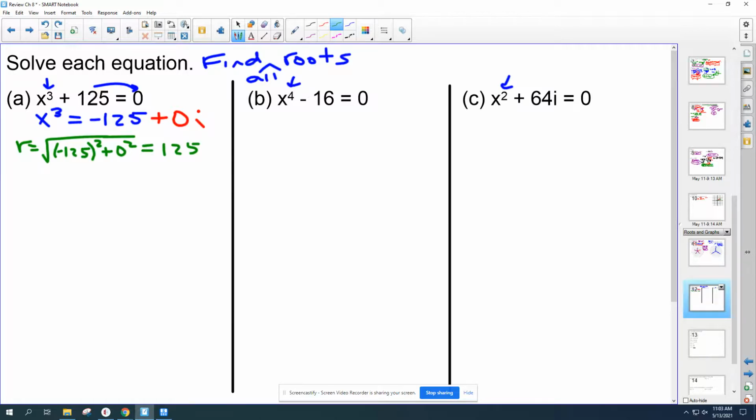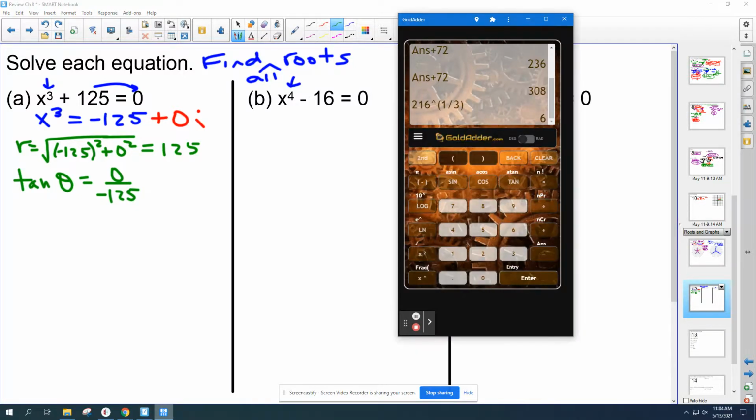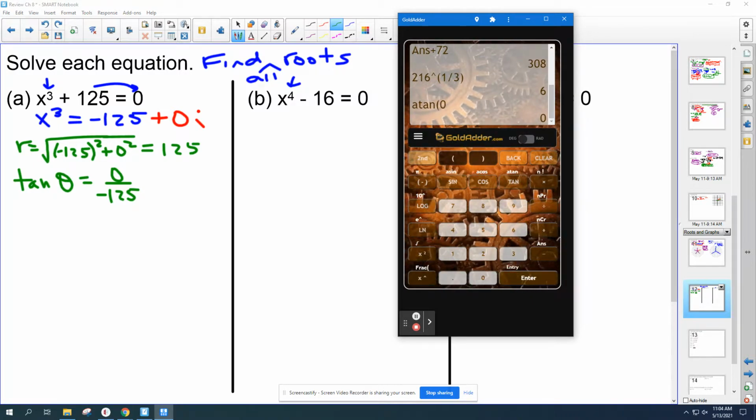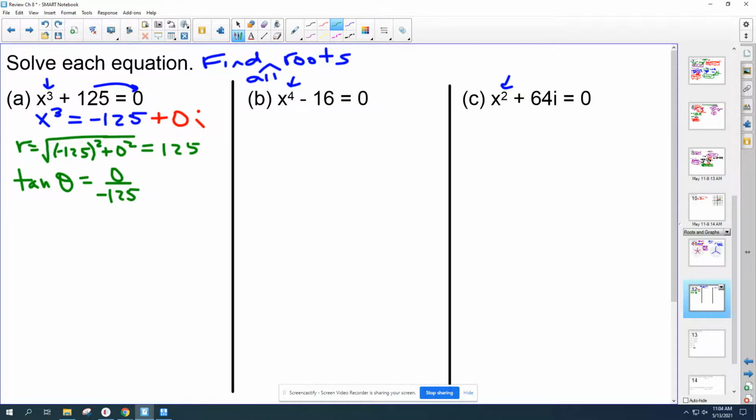So square root of 125 squared, of course, that's going to be 125. And then tangent theta, this is hard. When you use the formula, it's a lot harder than it needs to be. Y over x. And so inverse tangent of 0, you can look at your calculator if you need to, but inverse tangent of 0 is 0. That's misleading because it's not 0. It's 0 negative. This is a 0 negative. You can't get this right without thinking about where this is.